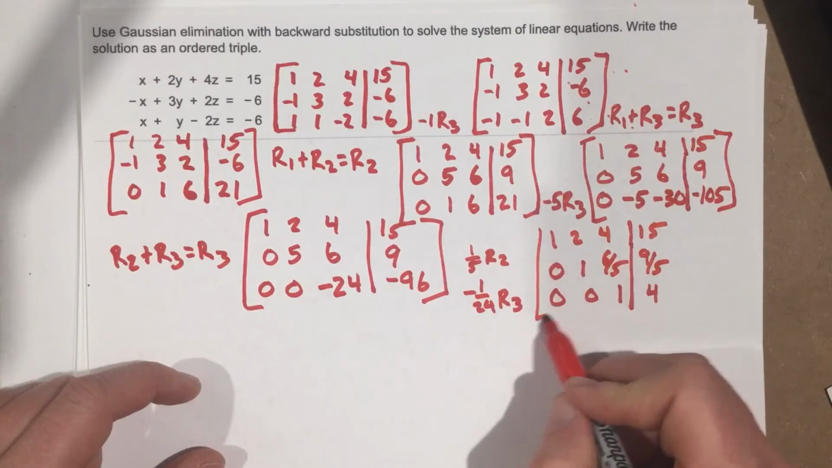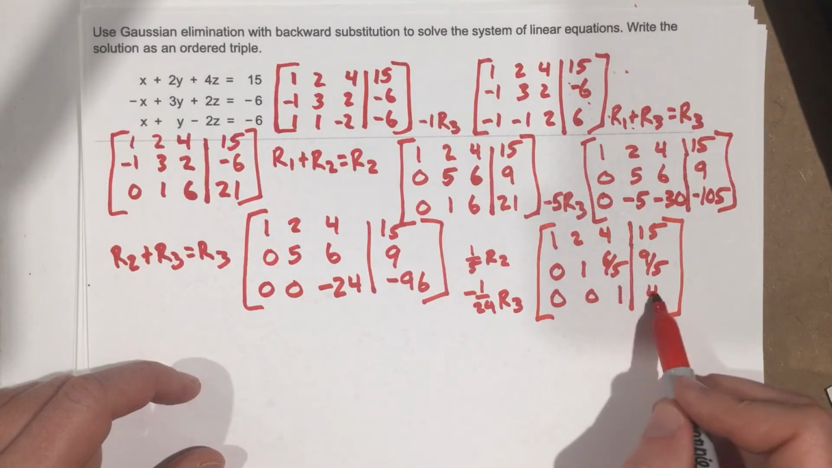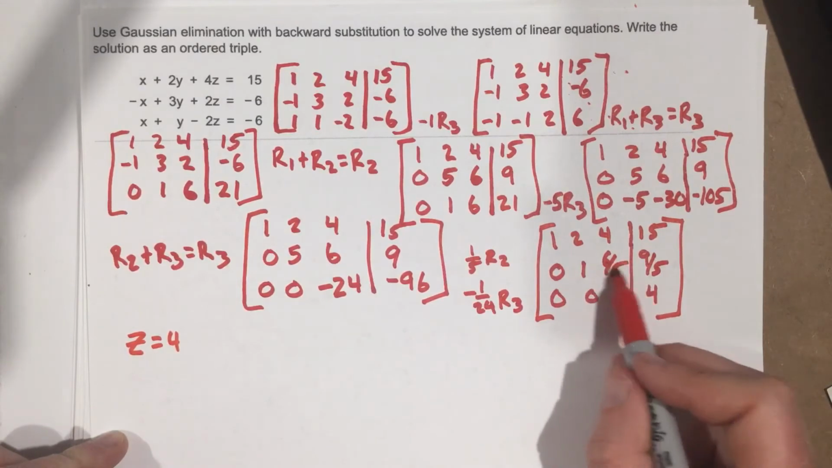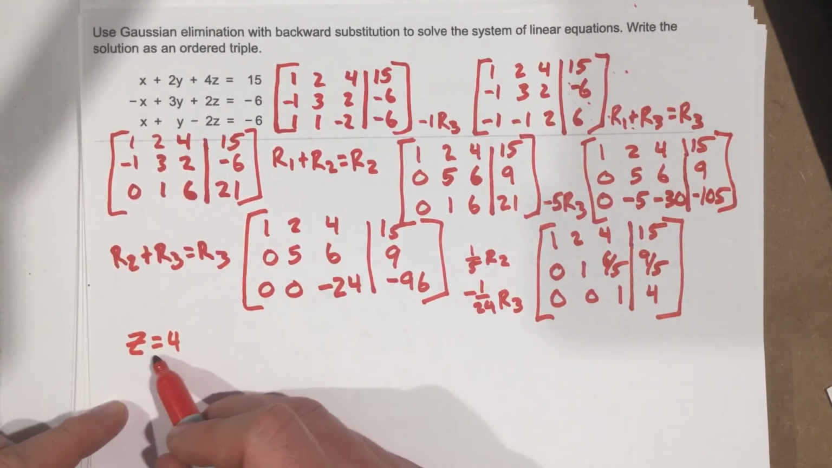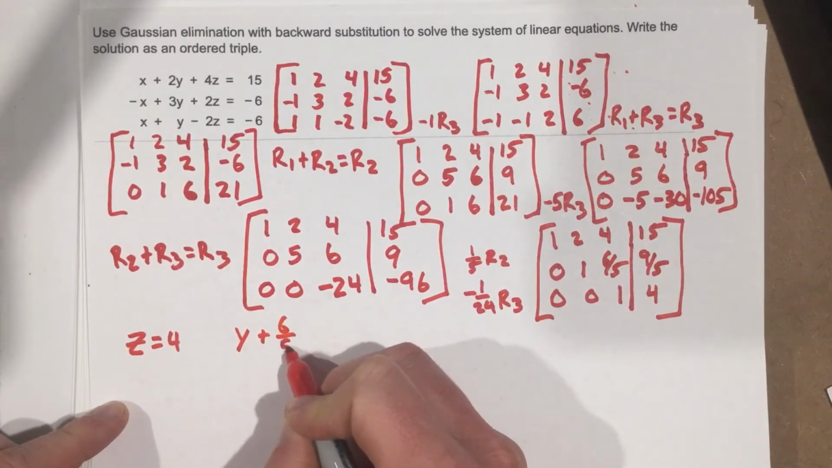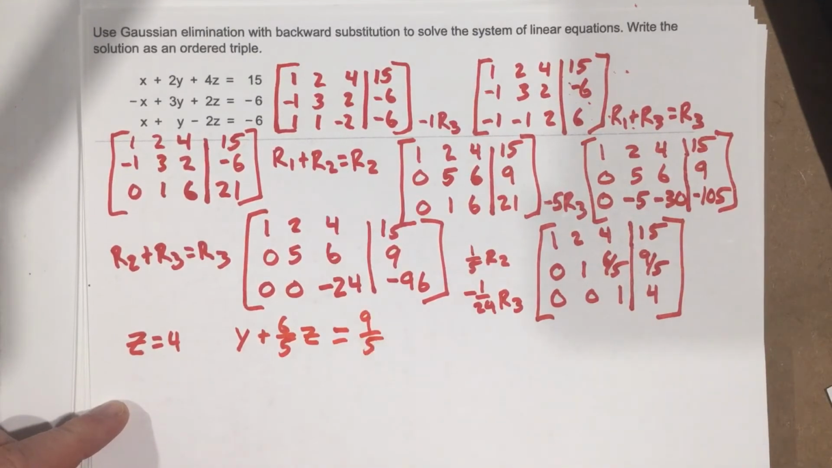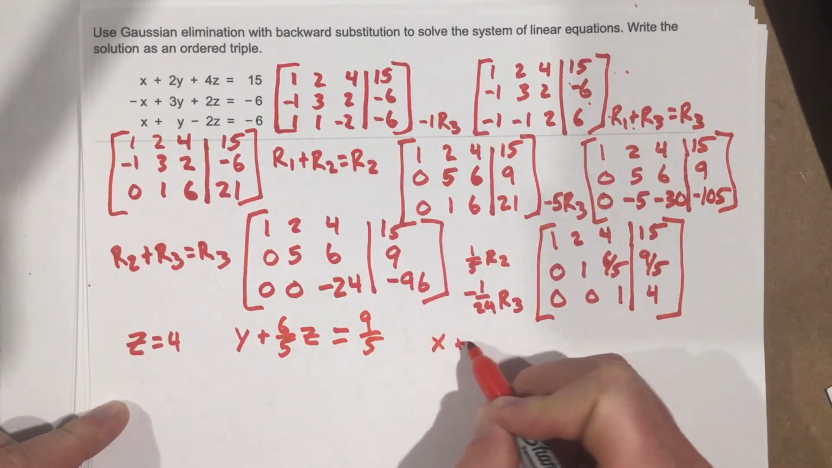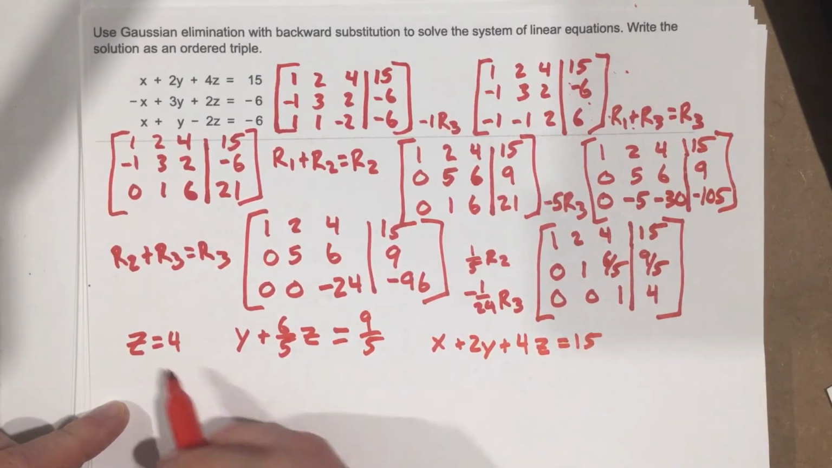Now this is where backwards substitution comes into play. So we have at the bottom z equal to 4. So we can say one of our answers is z equal 4. We're going to substitute this into this equation by writing y, and we can write all these equations out. Let's write z equals 4. This is y plus 6/5 z equals 9 over 5. And then the first row would be x plus 2y plus 4z equals 15.